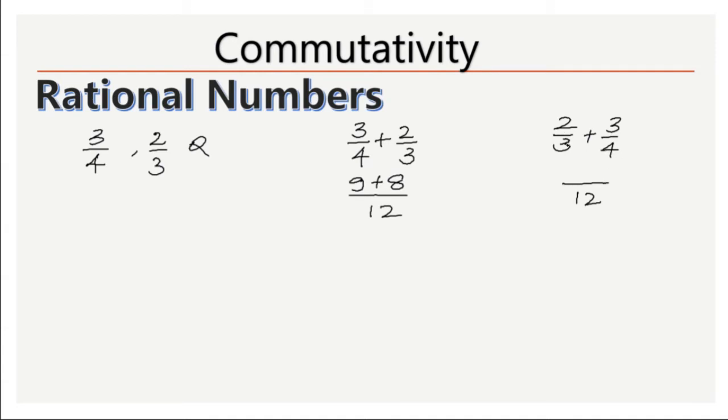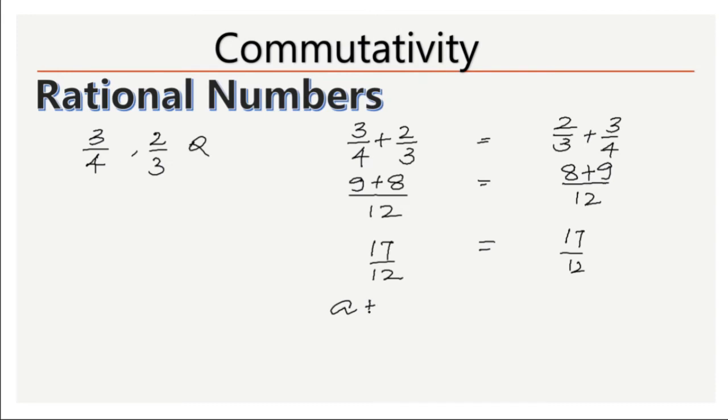In this case, 2 to be multiplied by 4, it becomes 8. 3 to be multiplied by 3, it becomes 9. 9 plus 8 is 17. So 17 upon 12. 8 plus 9 is also 17. 17 upon 12, they become equal.